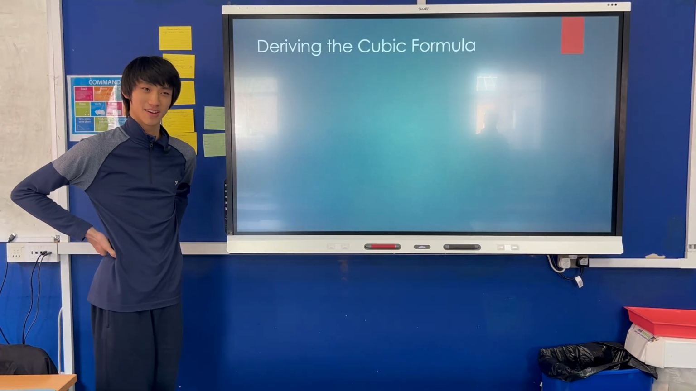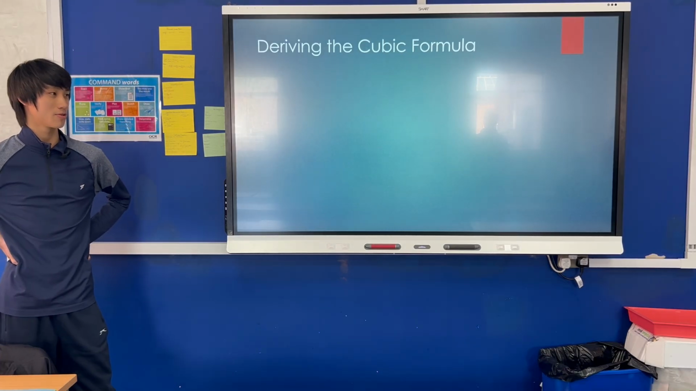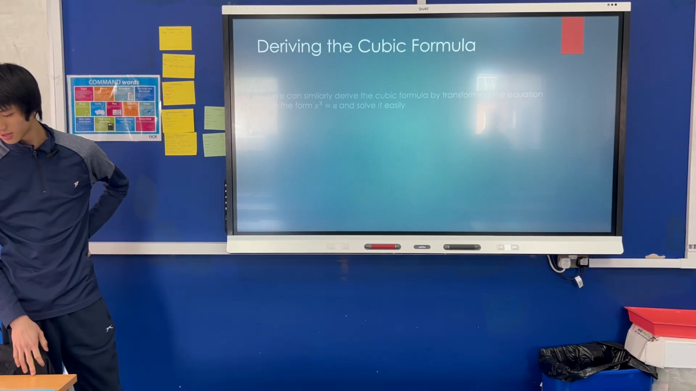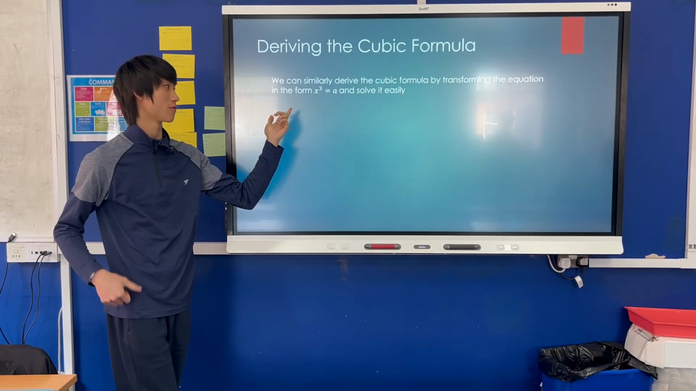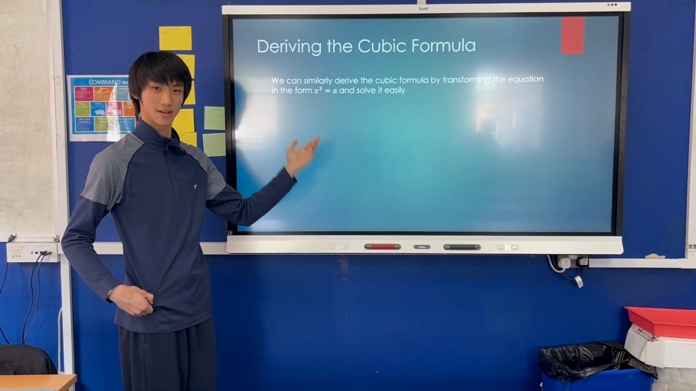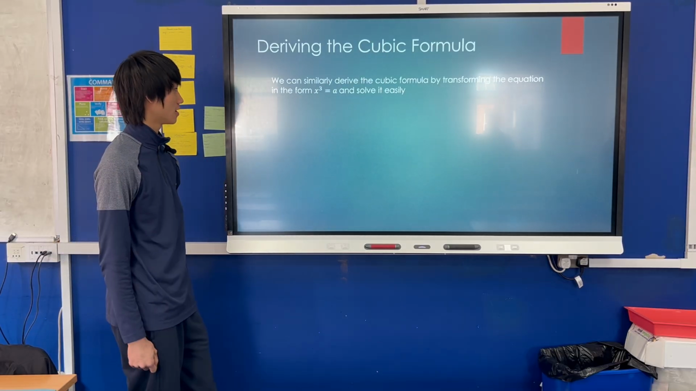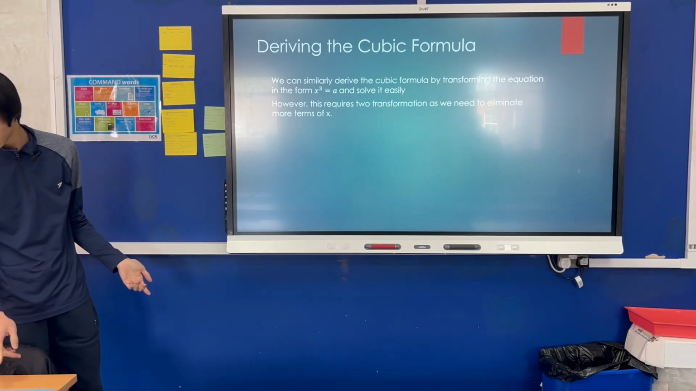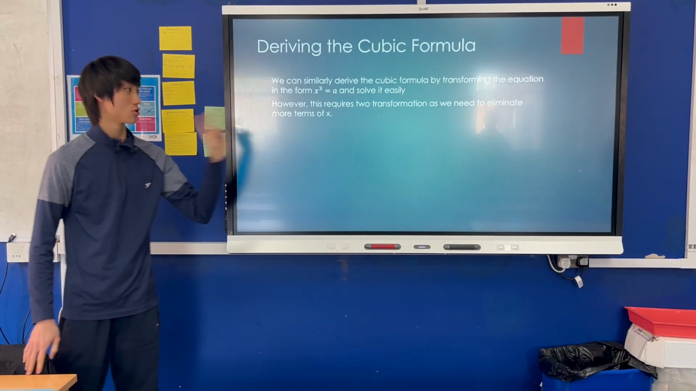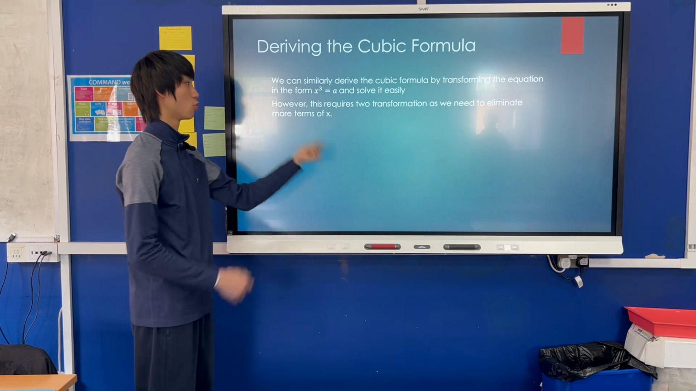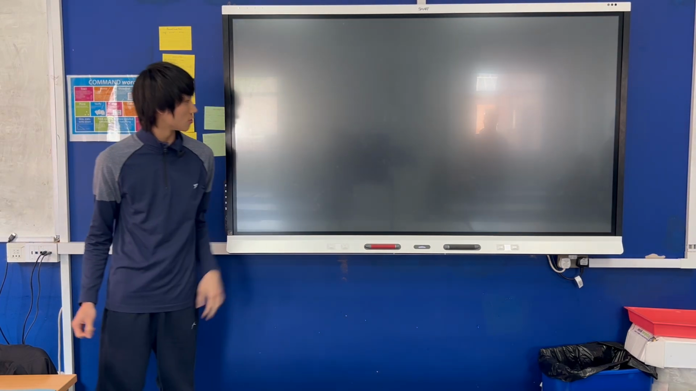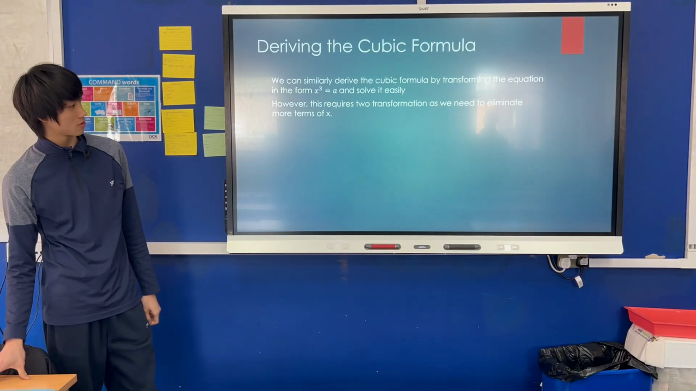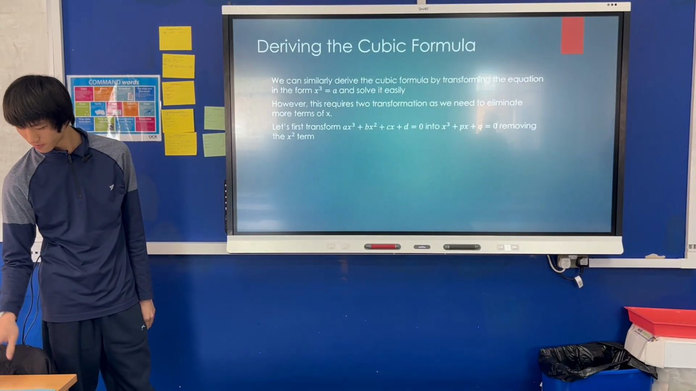It's the cubic formula. So we're going to use a similar approach where we substitute something to make it into something like x cubed equals a. That's really easy to solve. We just cube root both sides, right? But we can't do it with one substitution, so we want to substitute twice. We substitute once to eliminate one term, and then substitute again to eliminate another. So what can we substitute to do this?